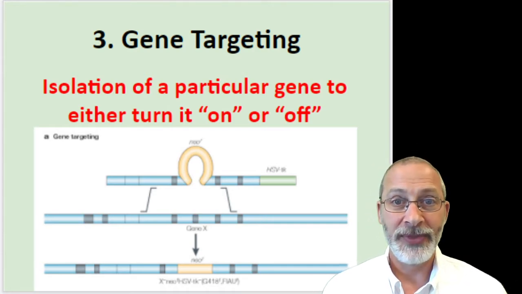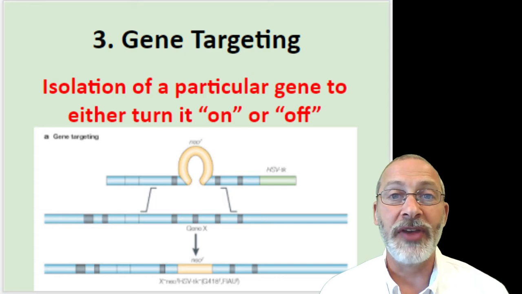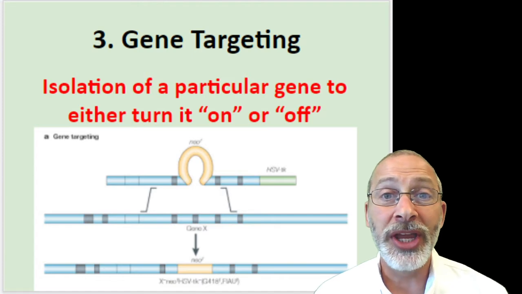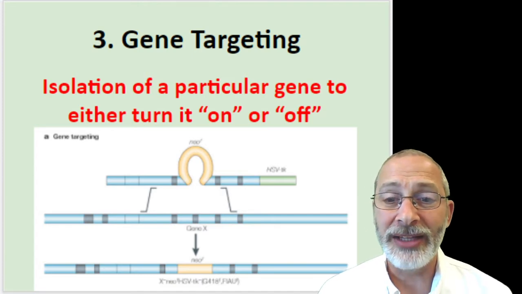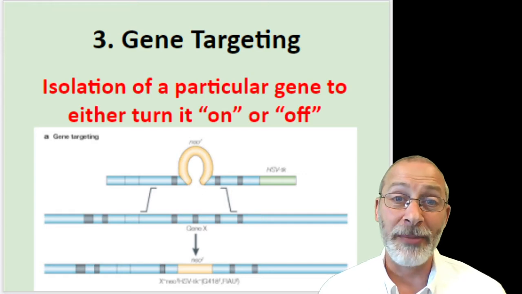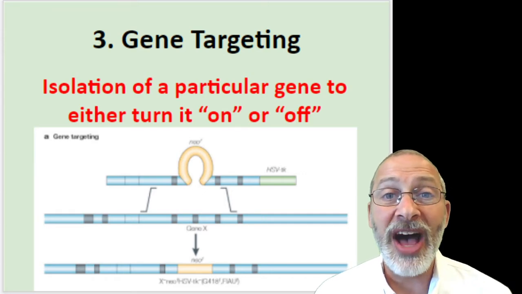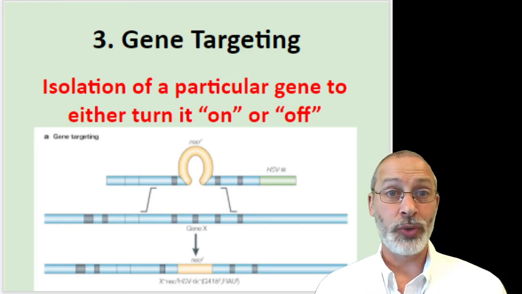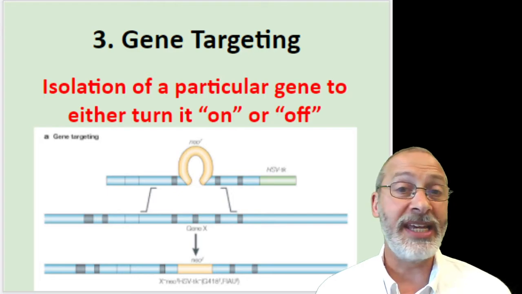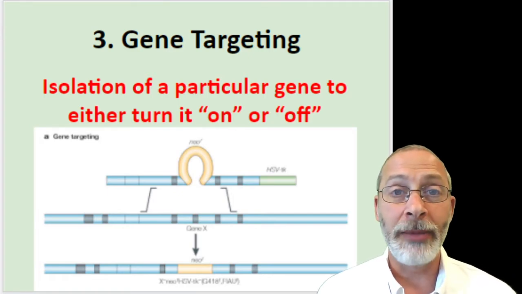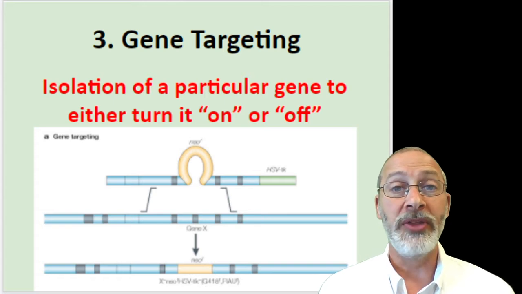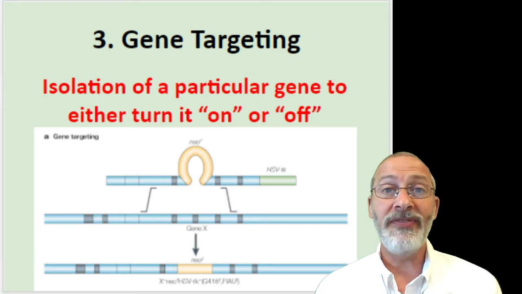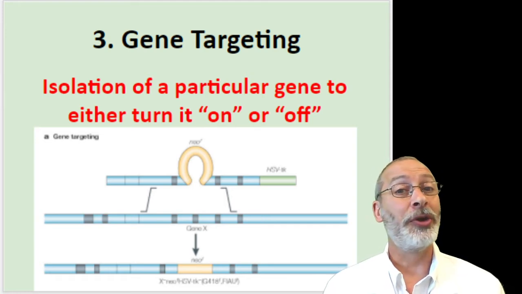Gene targeting is the isolation of a particular gene to either turn it on or turn it off. Now, what exactly does this mean? Well, first, let me give you an example. As you may know, I have identical twin daughters. And so, as identical twins, they have the same DNA. One of them could commit a crime and blame it on the other one, and no one would be the wiser. Not that I would ever encourage my daughters to commit any crimes, but they both have the same DNA, although their fingerprints are different.